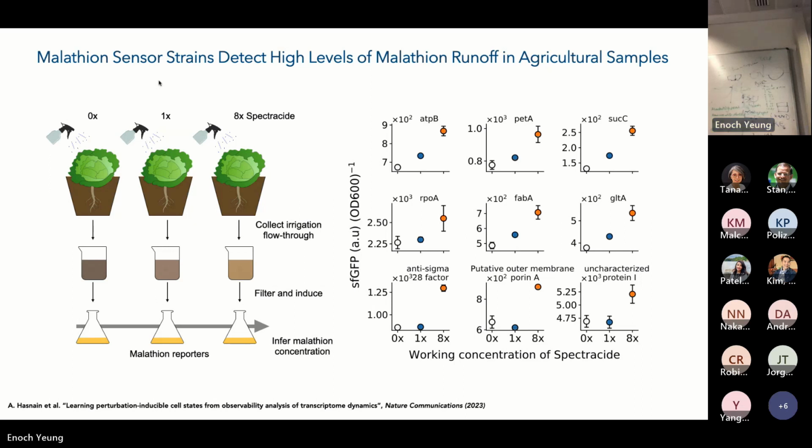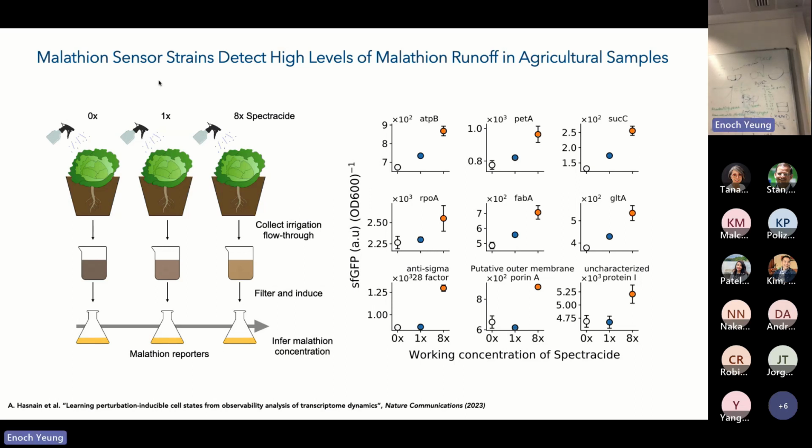Okay. So we then sprayed this chemical on all of the plants, having established that the sensors respond to pure malathion. The question is, will it actually work in detecting the runoff of a commercial pesticide that has a malathion compound, along with all the other chemical noise that's happening? So we sprayed 0x, 1x, 8x pesticide, and we collected all the flow through in conical tubes.